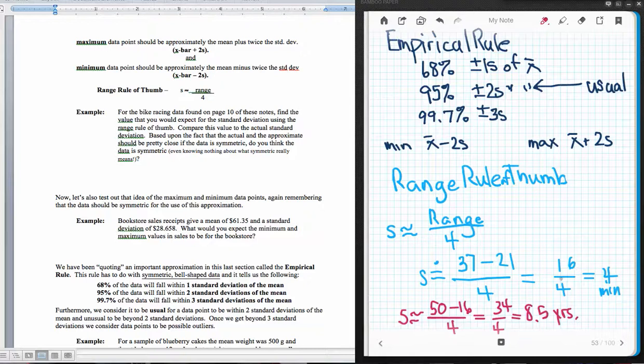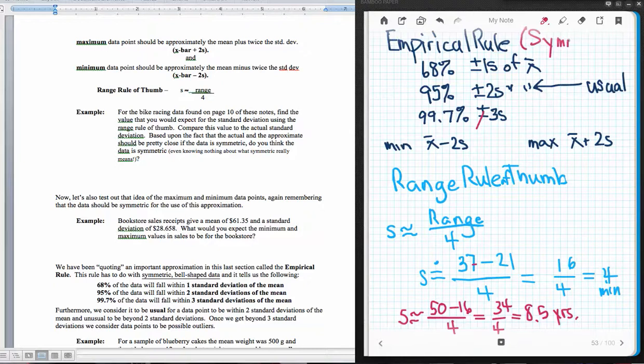What it really depends upon is whether the data is symmetric or not. If it's symmetric, then it's going to give us a better approximation because it's going to better follow the empirical rule. And if it's not symmetric, then we're not going to get the best information possible. So the empirical rule is key for knowing that this is symmetric data.